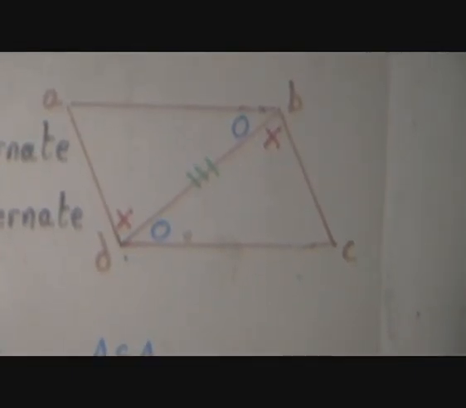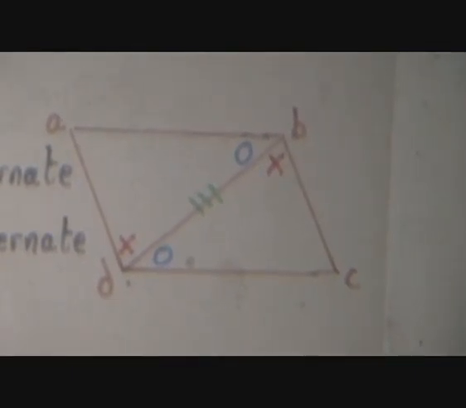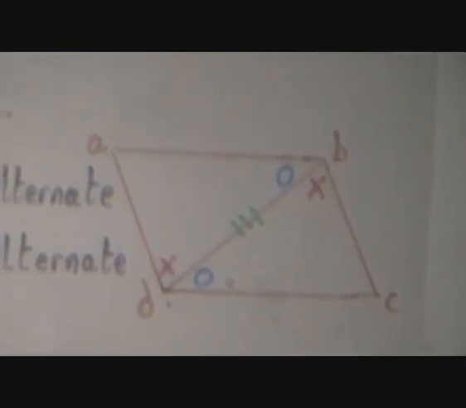So therefore, lads, opposite angles are equal and opposite sides are equal in a parallelogram.